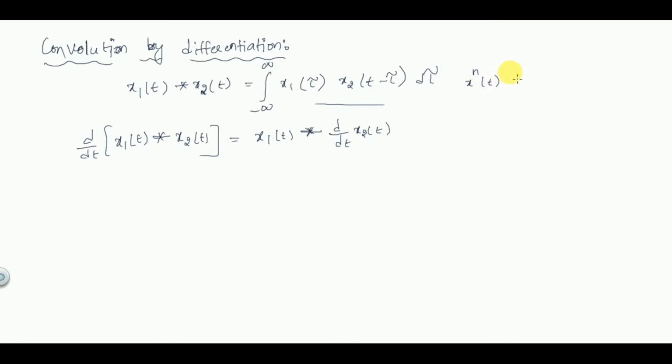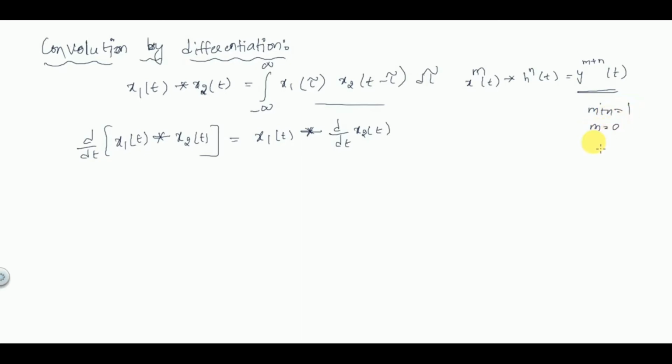There x power n of t convolved with h power n of t is equal to y power m plus n of t, where m and n are order of differentiation. So I am differentiating the output. Okay, so differentiating output by one time, that is m plus n is equal to 1.